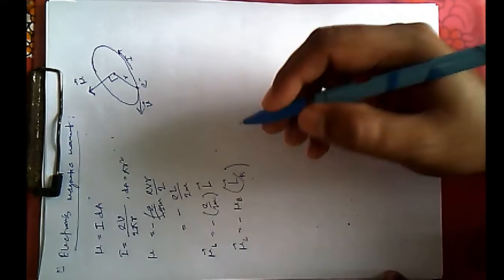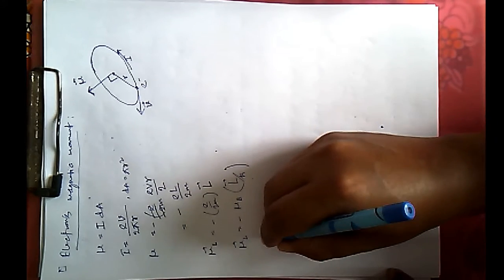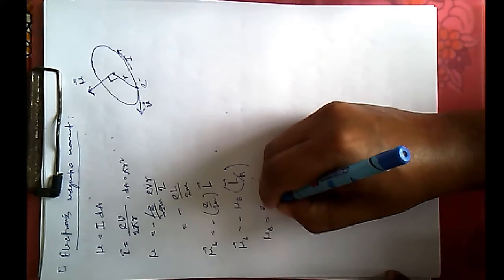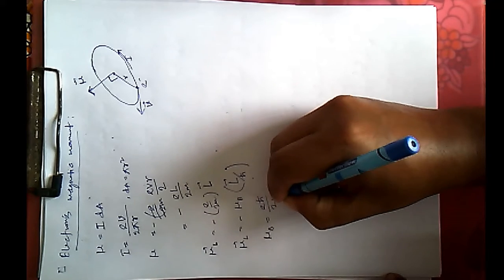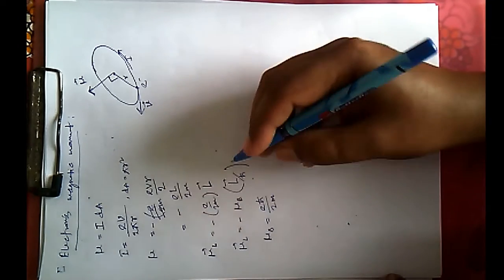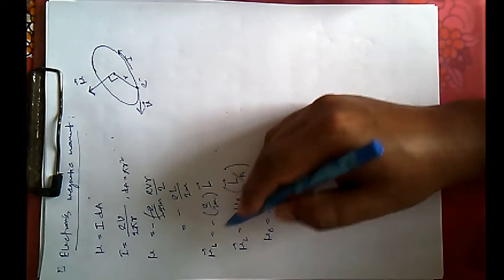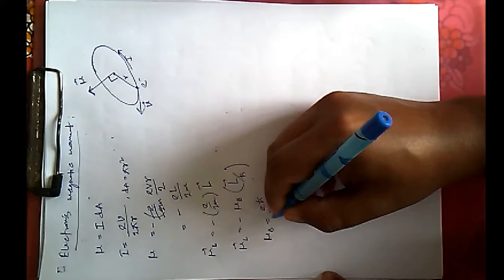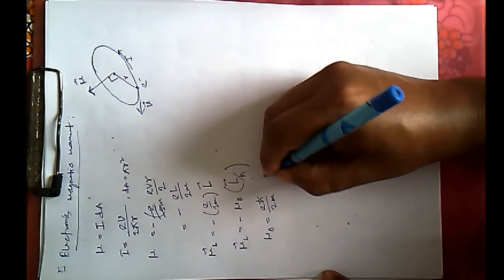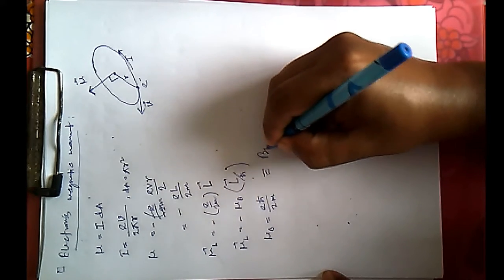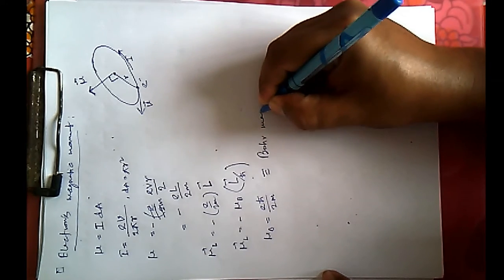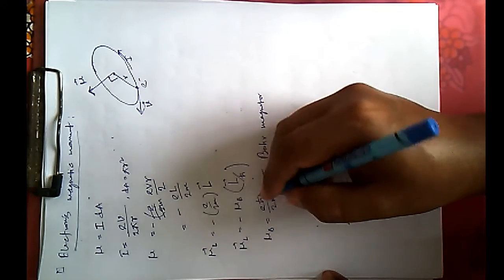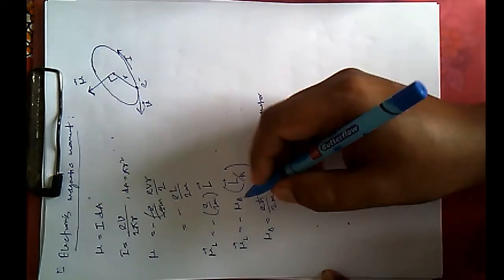So this mu_B is like that: mu_B is e h-bar by 2m. We have just redefined this expression in this way, nothing else. So this thing is called the Bohr magneton. You can see that all the terms in the Bohr magneton are constant.